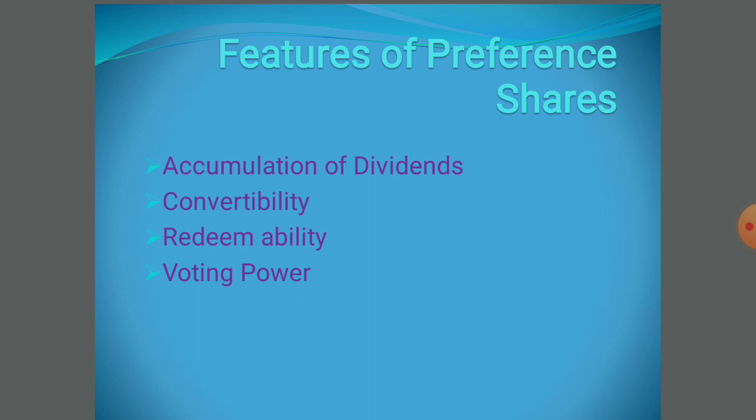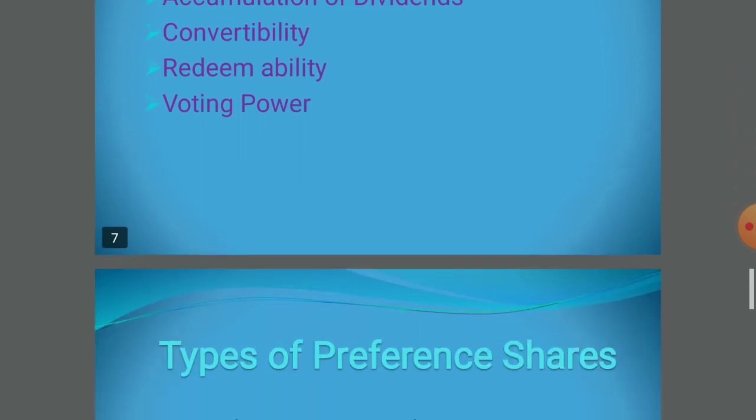And next is voting right. Generally, preference shareholders don't carry any voting right, but under certain situations and under the rules of the Companies Act, preference shareholders may get voting rights if the company is not able to pay the dividend for 2 or more consecutive years. In such a situation, preference shareholders get the voting rights from the company. So these are the features of preference shares.